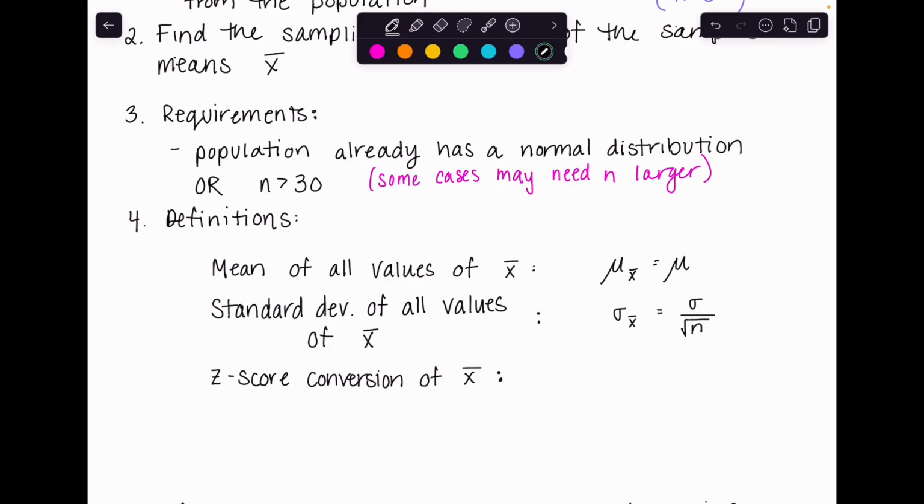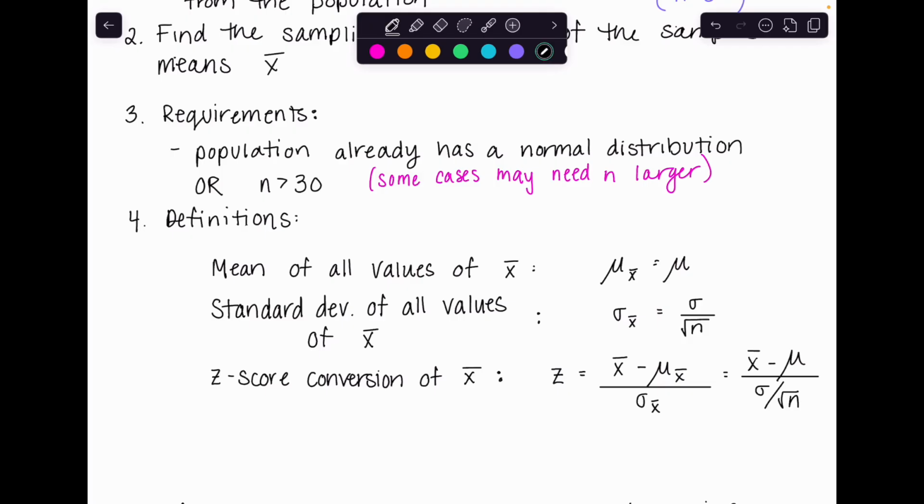So now when you have your mean and your standard deviation for the sample, we can find the z-score for that. The z-score conversion for that value of x bar is going to be whatever your sample mean is, minus the mean, which is mu sub x bar, divided by sigma sub x bar. So really the formula for this is x bar minus mu over sigma, the true standard deviation, divided by the square root of n.